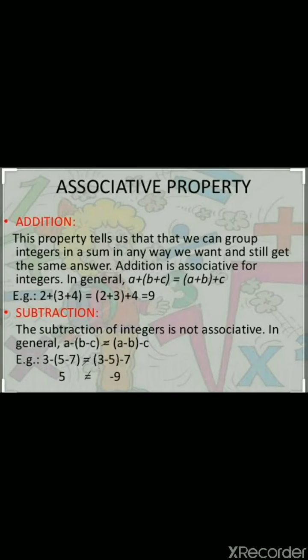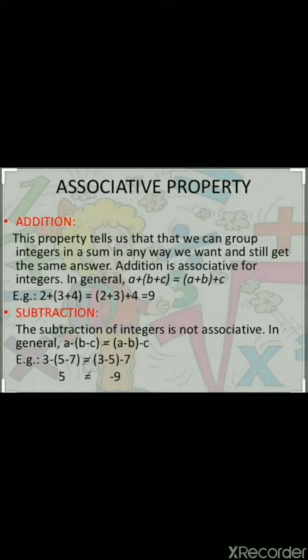Now, associative property for addition. This property tells us that we can group integers in a sum in any way we want and still get the same answer. Addition is associative for integers. Here a, b and c are integers, then a plus b plus c is equal to a plus b plus c. We are just changing the grouping on the left and right hand side. By taking this example, you can easily understand.